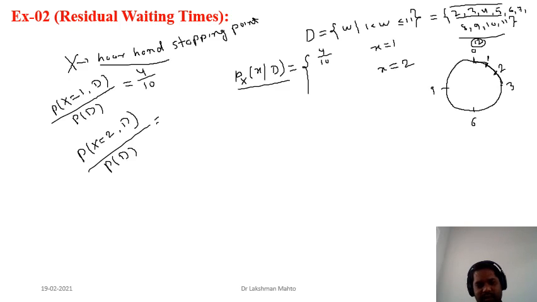I'm talking about this. So here x equal to 2. That means our hour hand stopped at x equal to 2. Then how can you calculate this conditional probability?